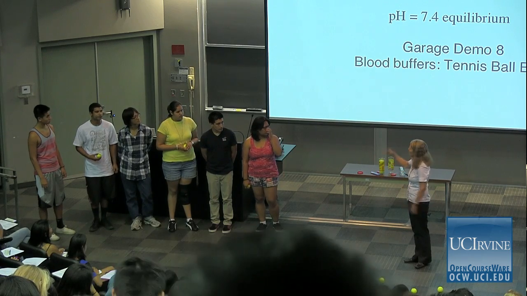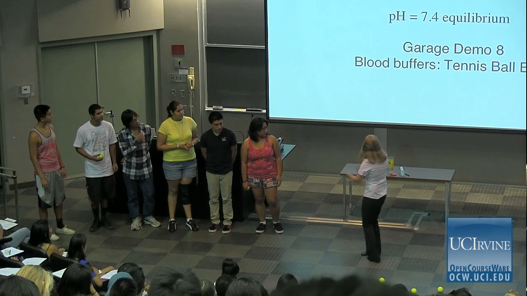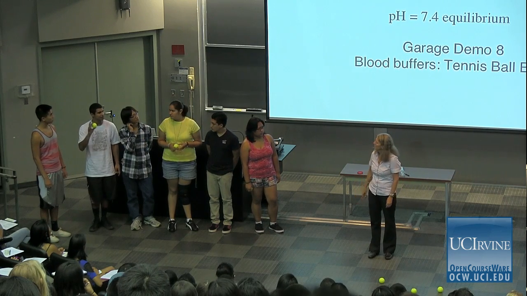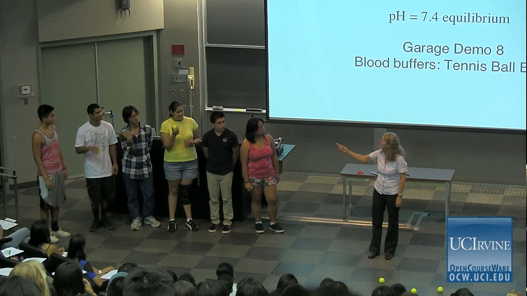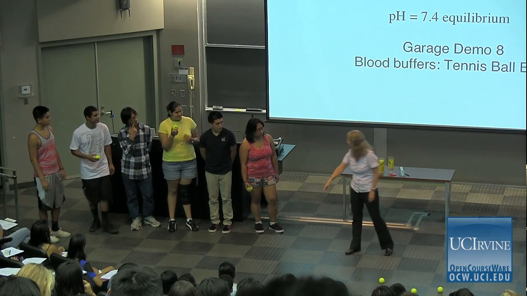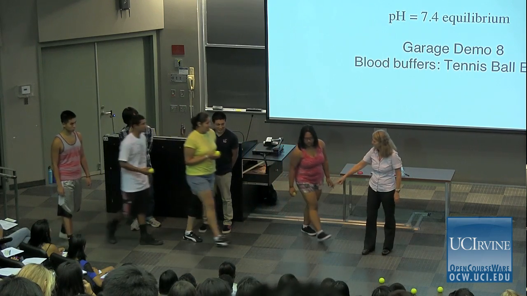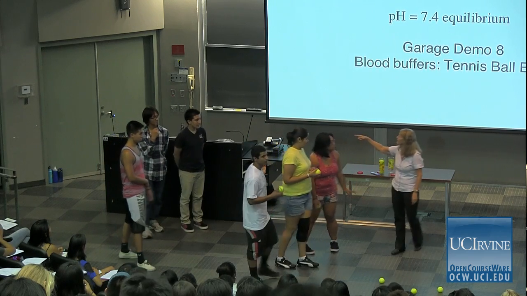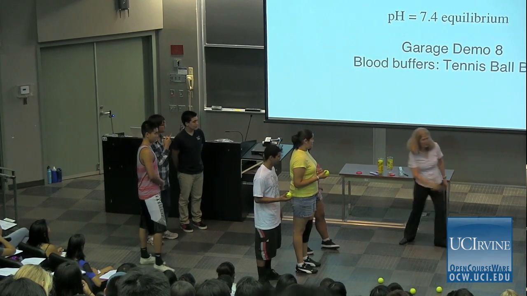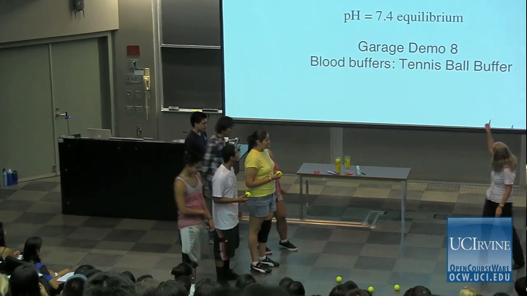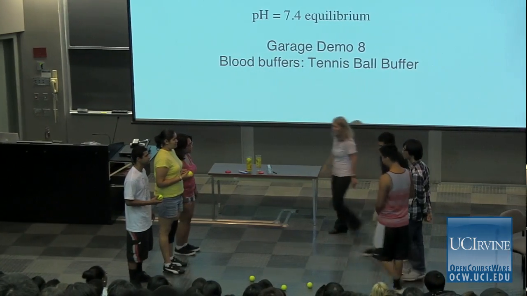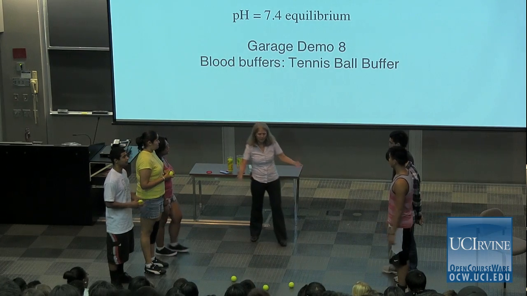So can anybody tell me how we get all our carbonic acids over here and all our bicarbonates over here? Who's carbonic acid? Anybody holding a tennis ball, right? So you should be right here. So I can come over here. So line up this way. Yeah. And you guys are what? Bicarbonates. Why don't you come over here so you're lined up as this, and you face each other. Okay, very good. Okay, so now we're at pH 7.4.